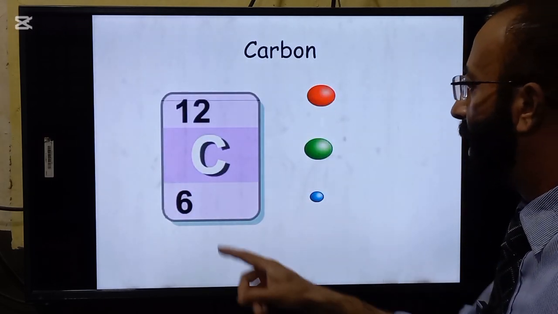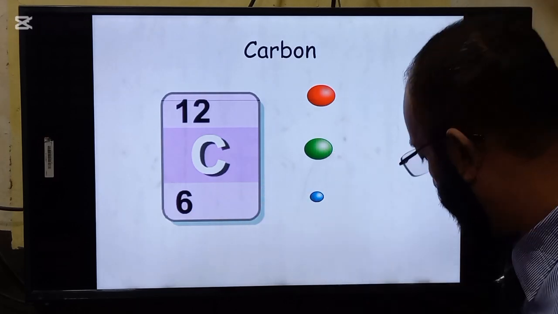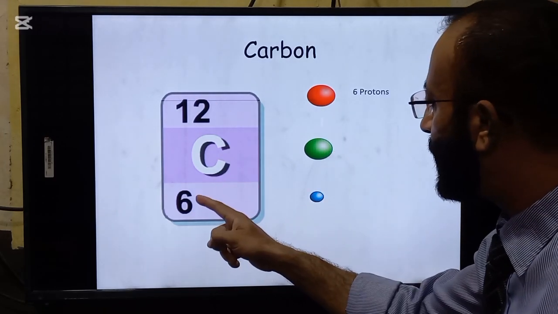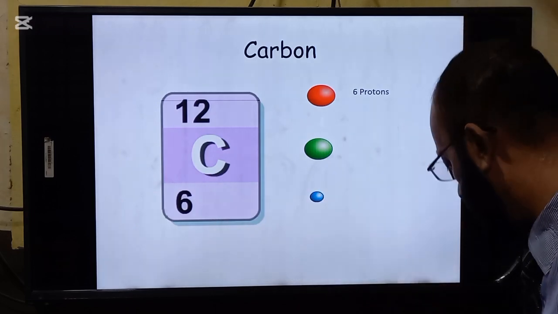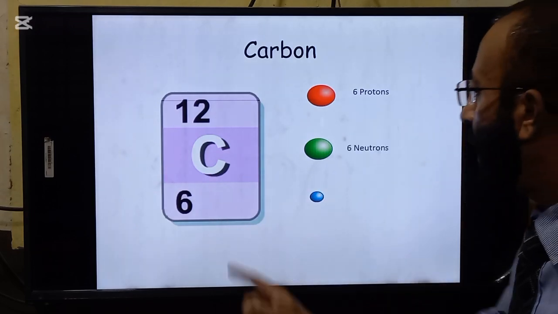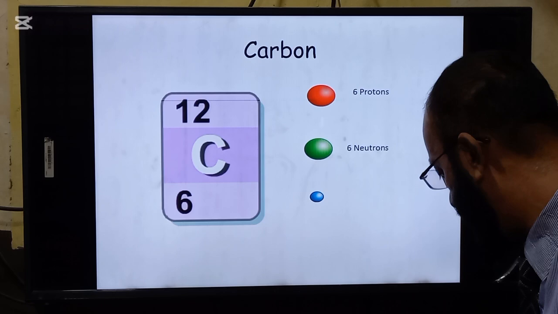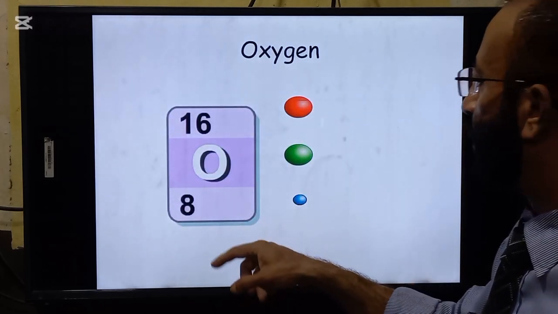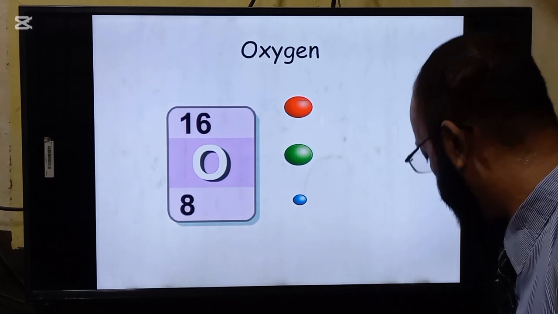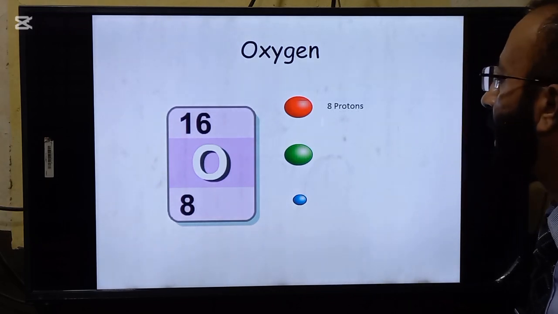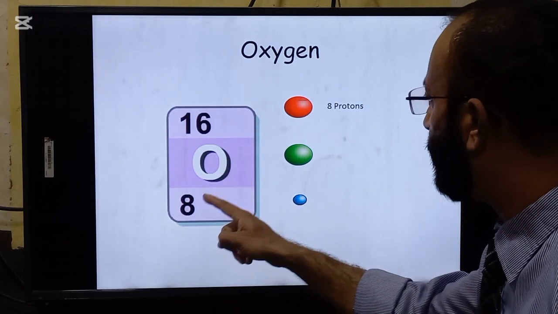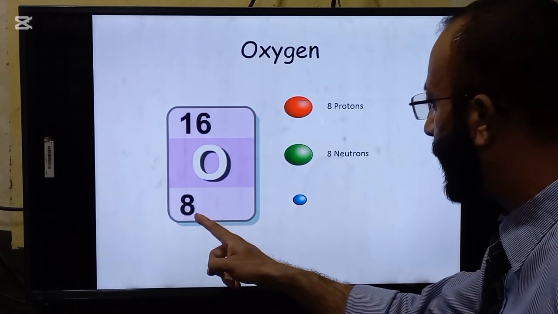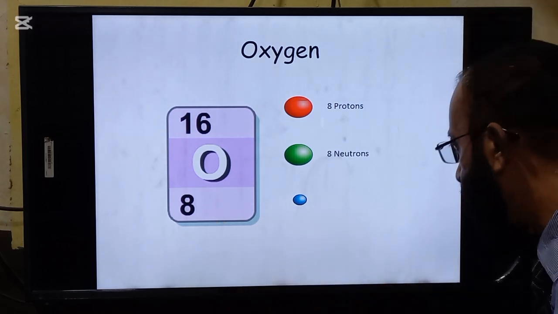In carbon, there will be 6 protons. 12 minus 6 will be 6 neutrons and 6 electrons. In oxygen, there will be 8 protons. 16 minus 8 will be equal to 8 neutrons and 8 electrons.